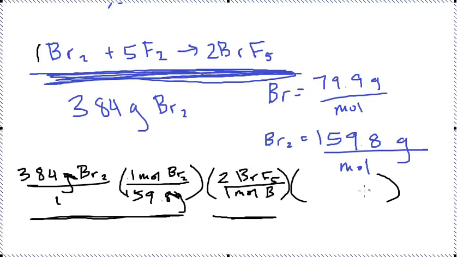Cool? So now bromine fluoride. Oh, I'm sorry, that's bromine F5. So that's 80 plus 19 times 5. Does that make sense? So I'm looking at 175 here. 175 grams per mole. Now in this case, do I divide it or multiply it?